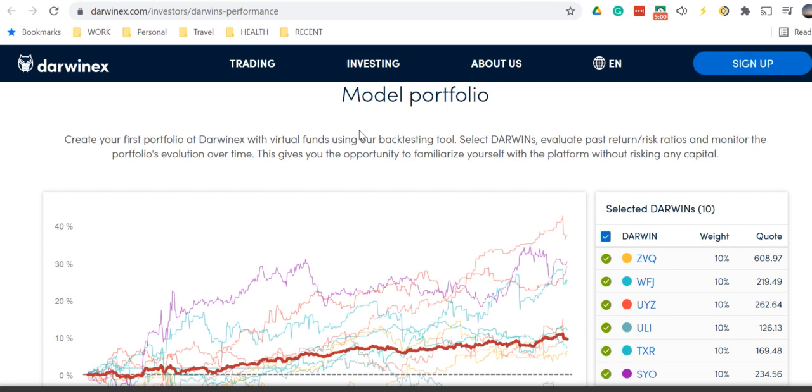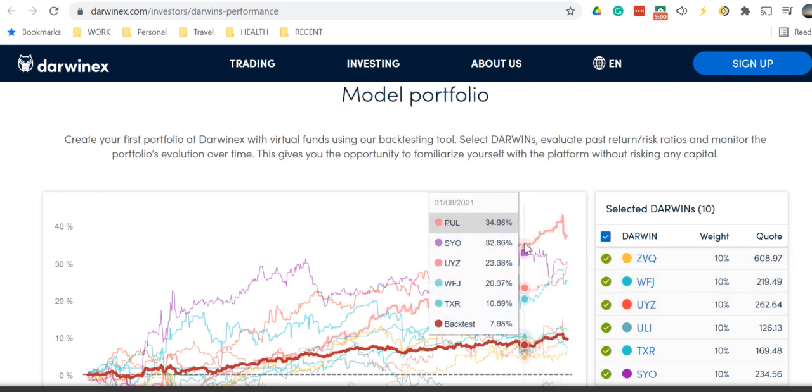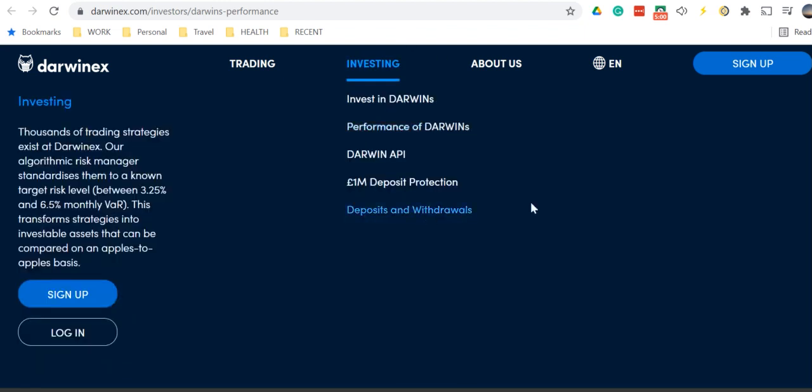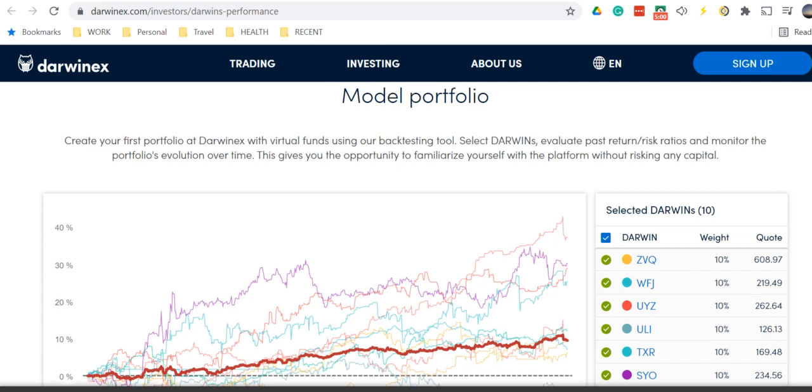The Darwins offer a sort of packaged unit for each trader. So they're slightly different from the other trading platforms where you just copy a trader or a number of traders. On this page, for example, go to investing.darwinex.com, performance, Darwins. They've got, for example, a model portfolio.